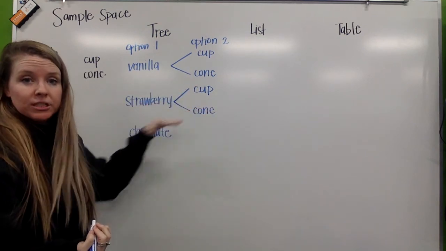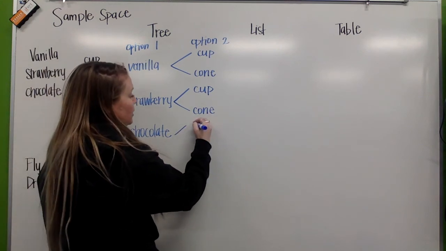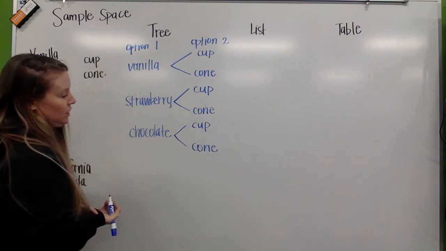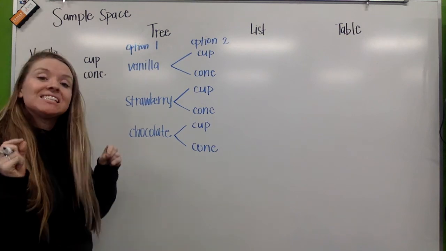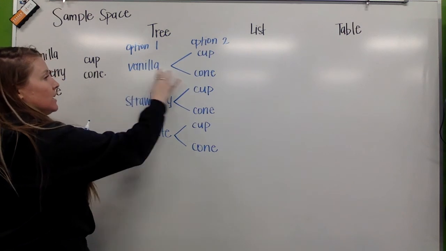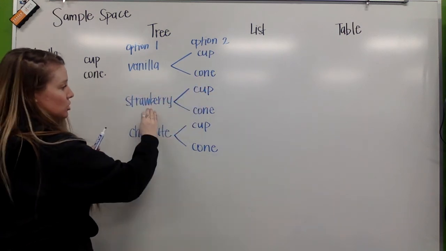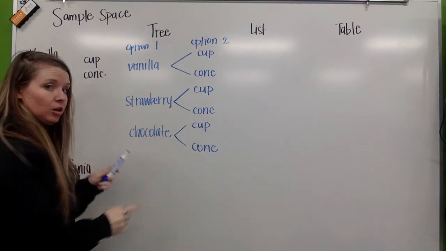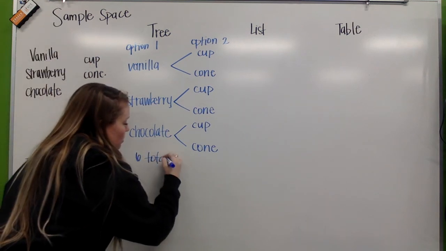Here's 2 more options. Last, let's say I pick chocolate. I'm going to put chocolate in a cup or in a cone. There's my branches here. And now I can see I have 6 total options. Vanilla in a cup, that's 1. Vanilla in a cone, that's 2. Strawberry in a cup, that's 3. Strawberry in a cone, 4. Chocolate in a cup, 5. Chocolate in a cone, 6. So here we're seeing 6 total outcomes.